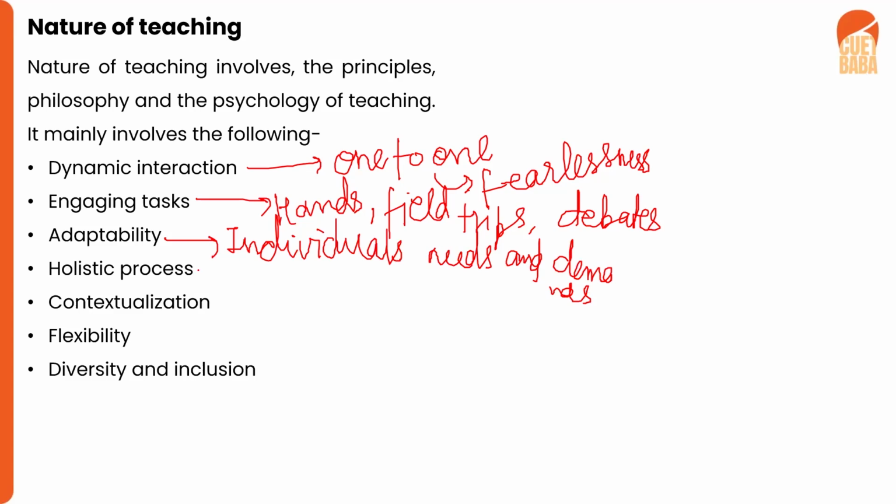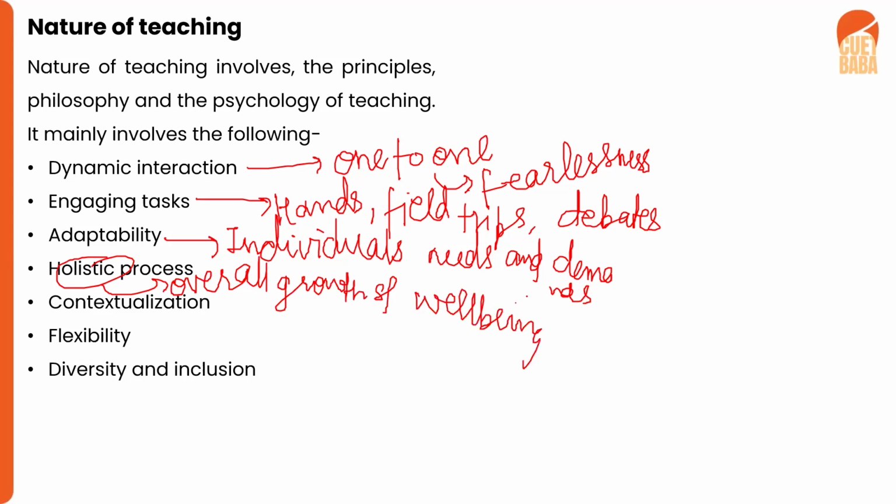Then we have the holistic process. What do we mean by holistic? The word holistic means overall growth and well-being also. So teaching should be a holistic process. It should not be a fixed process where the teachers are following some rigid, structured lesson plans and structured guidelines. They should be open and flexible to everything, to every process, so that it caters to overall growth and well-being of the learners as well as teachers.